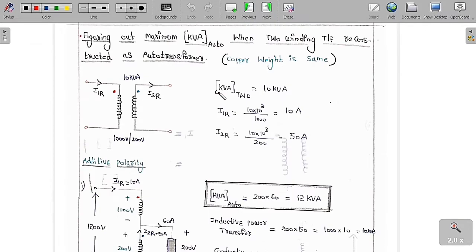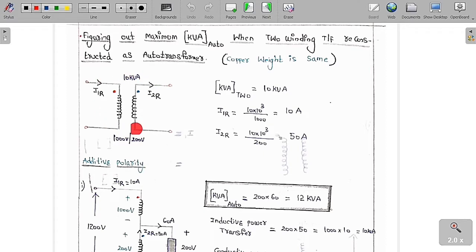Now we figure out the maximum kVA of the auto transformer when a two winding transformer is reconstructed as an auto transformer, meaning the copper weight is the same. We reconfigure the two winding transformer as an auto transformer. Then we figure out the maximum rating in kVA of the auto transformer when the two winding transformer is reconsidered as an auto transformer, with the copper weight still the same.